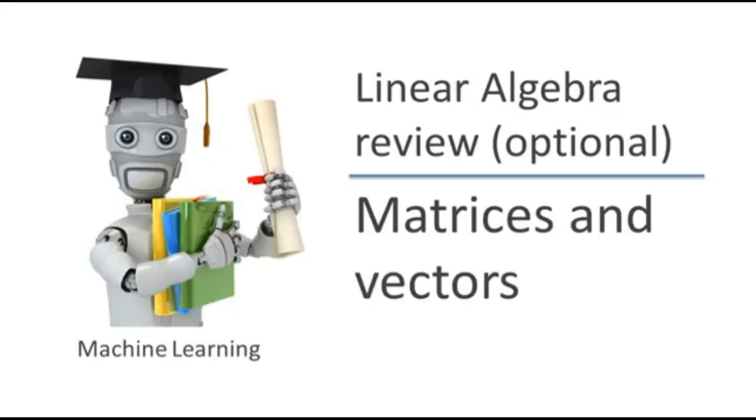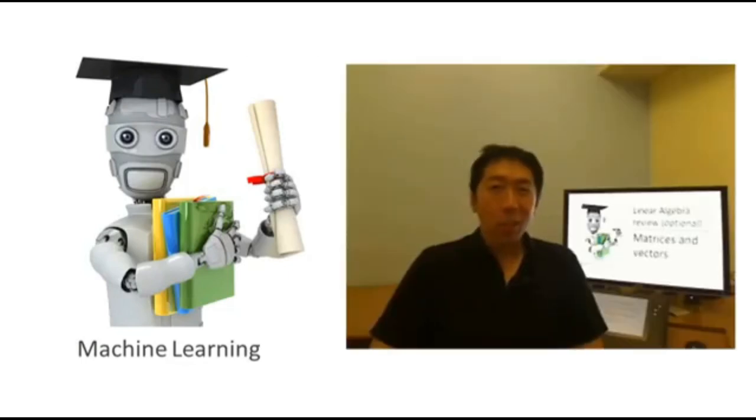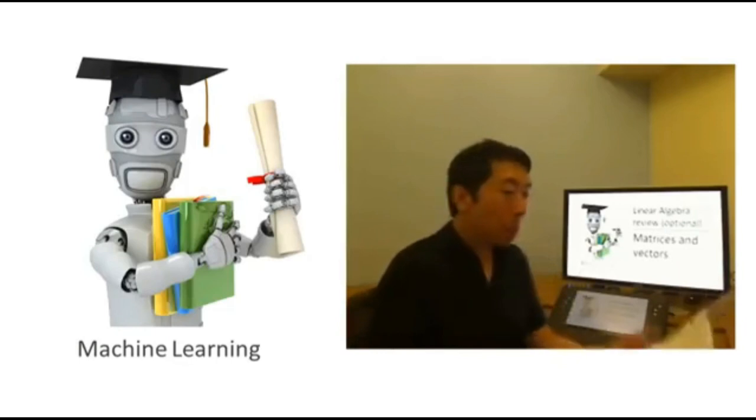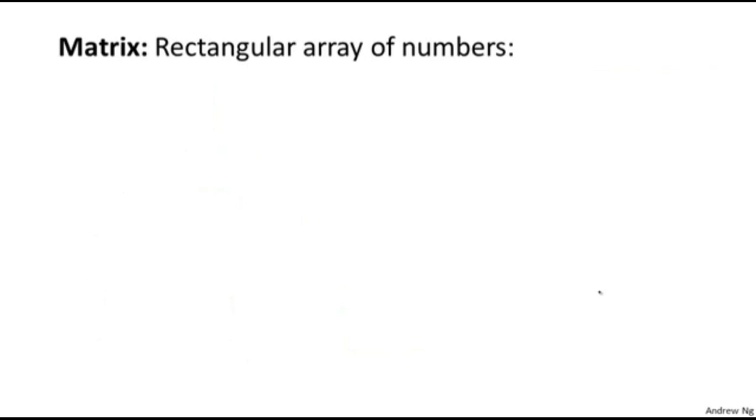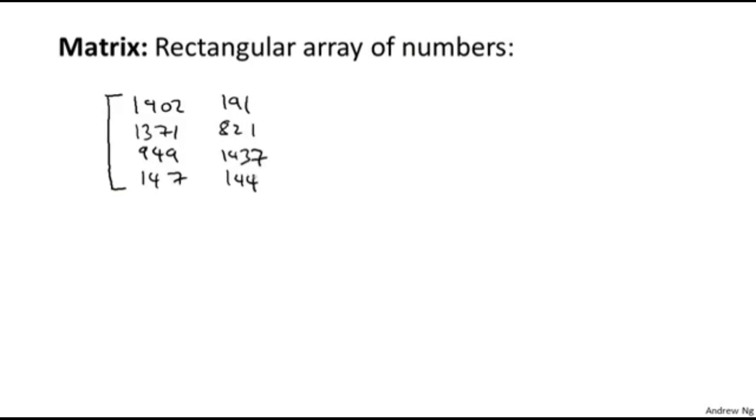Let's get started with our linear algebra review. In this video, I want to tell you what matrices and vectors are. A matrix is a rectangular array of numbers written between square brackets. So for example, here is a matrix. I'm going to write a left square bracket and then write in a bunch of numbers. These could be features for a machine learning problem, or it could be data from somewhere else. But the specific values don't matter. And then I'm going to close it with another right bracket on the right. And so that's one matrix.